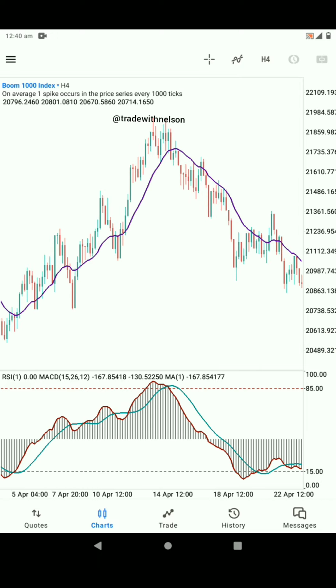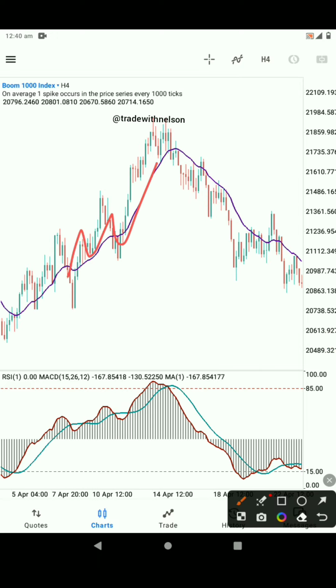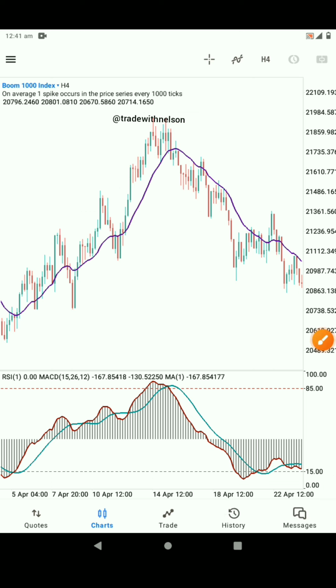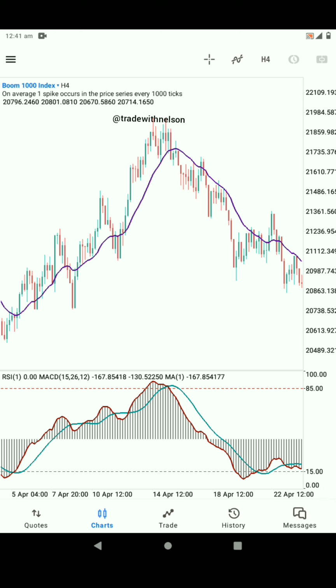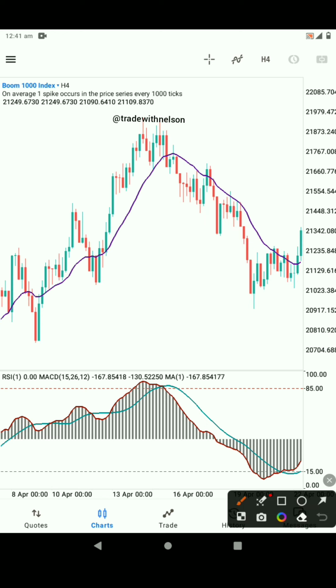First thing we want to pay attention to is these candles. We want to see this candle buy to the upside or sell to the downside, and push this MACD and moving average into the 85 level. Once we enter the 85 level, you know that is the overbought level, so we are looking for sell opportunities. You want to see the candle go below the moving average, which is this purple line on my main chart.